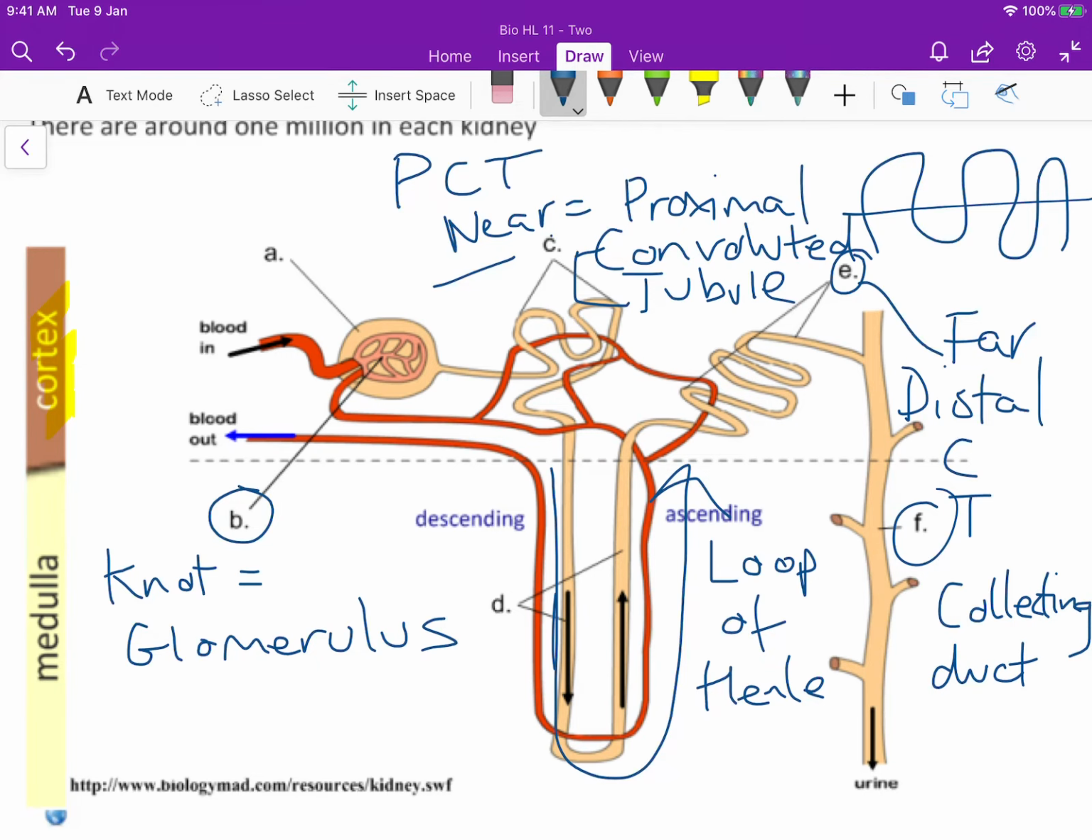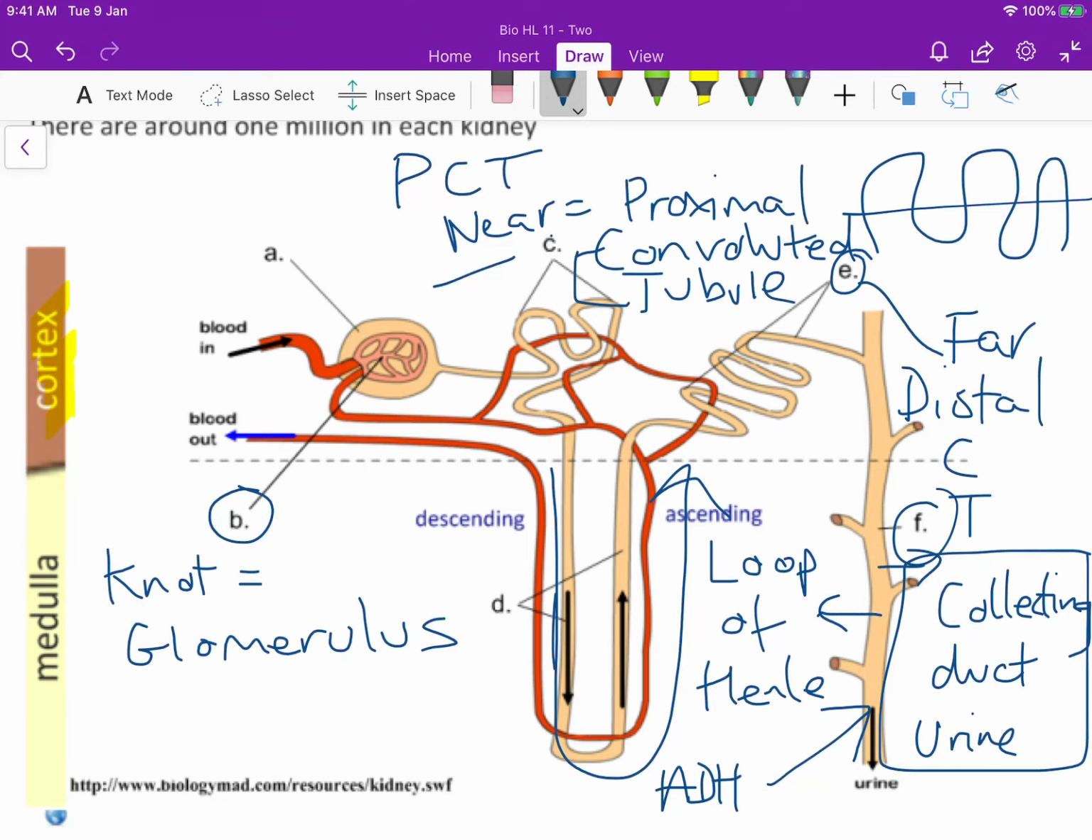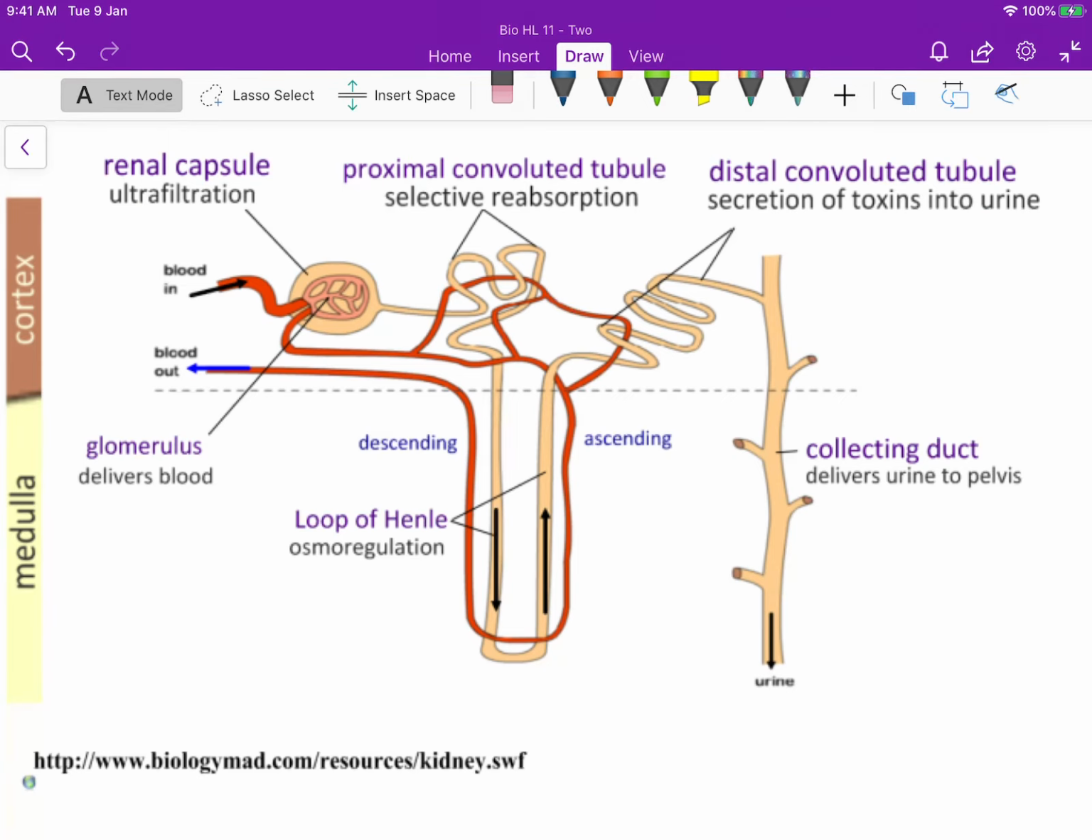Because what's it collecting? It's collecting urine. And this, the collecting duct, is where we get our hormone ADH acting. ADH is a hormone that's going to act on this collecting duct. And this can either absorb more or less water. And this is what creates concentrated urine or dilute urine. Okay, so here's our completed picture with all the labels on there.